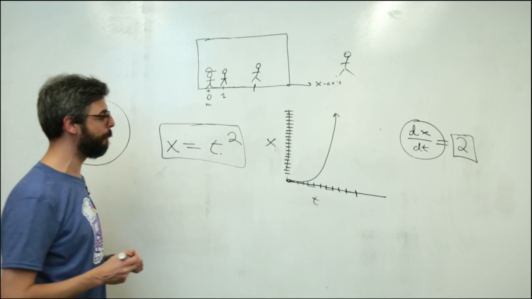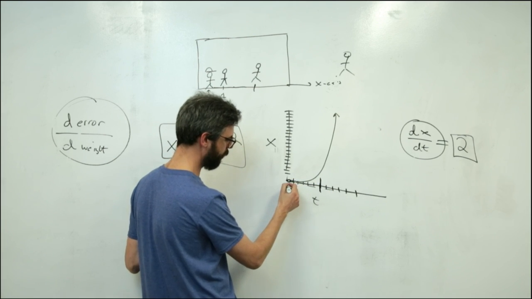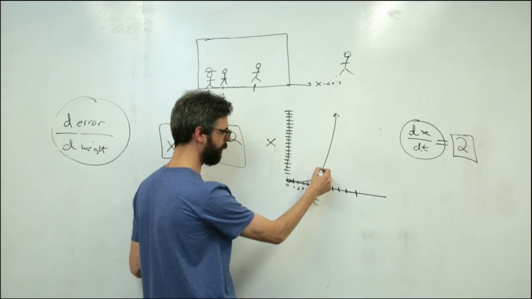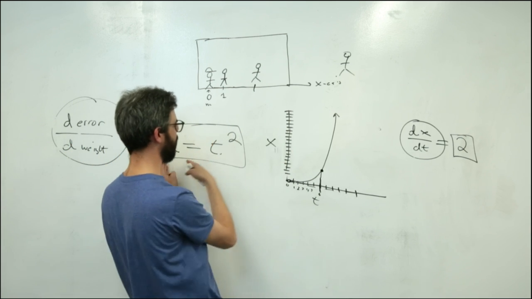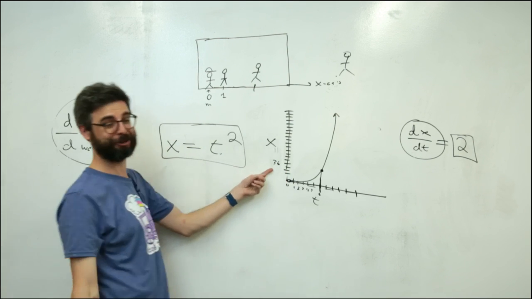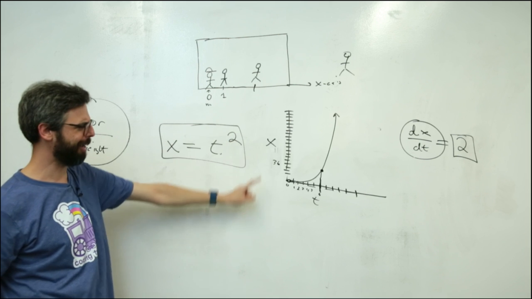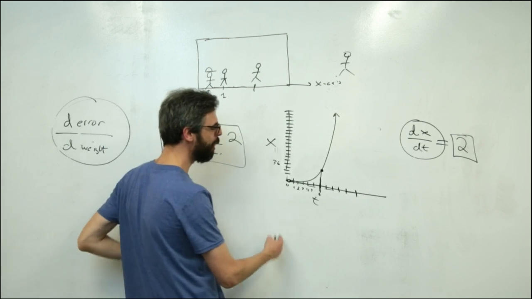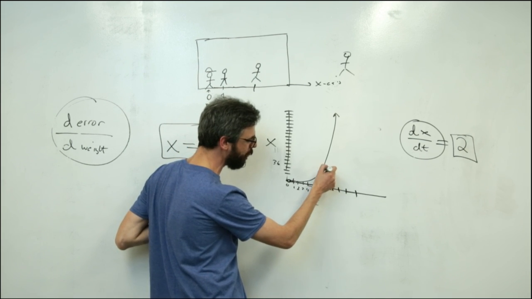So let's look at a given moment in time. Let's say over here, at 6 seconds. At 6 seconds, the runner, and I obviously didn't draw this correctly for this exact graph, is at 36 meters. This is a very fast runner, I guess. 36 meters in 6 seconds, is that realistic? I don't think so.